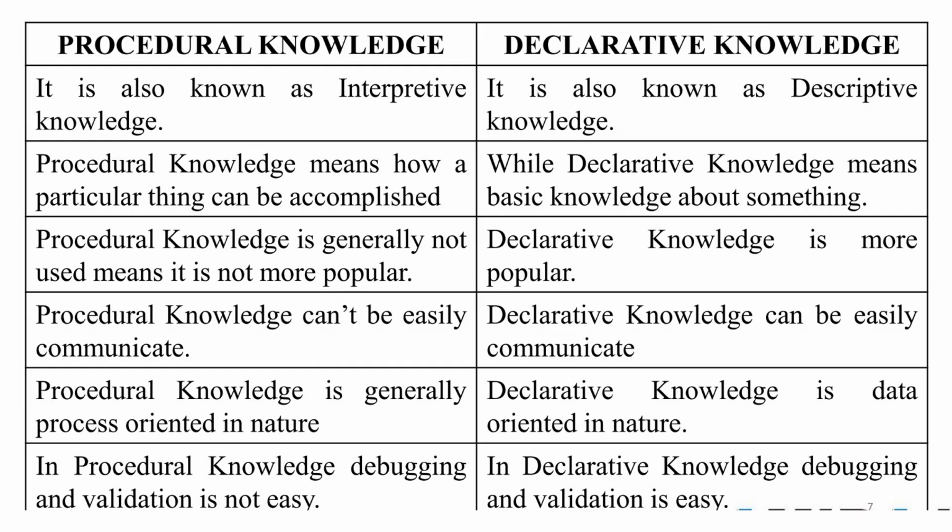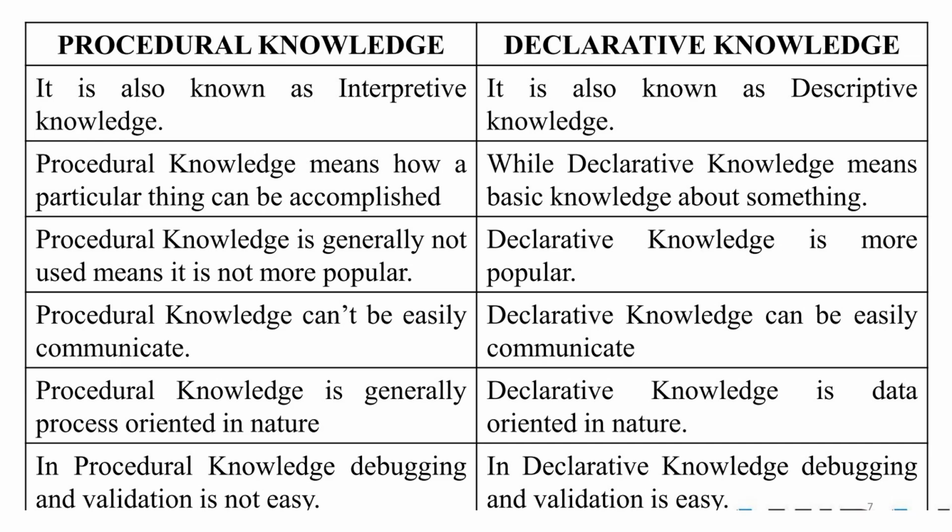stores the facts and the relationships. Procedural knowledge means how a particular thing can be accomplished. Declarative knowledge means knowledge about something. Procedural knowledge is generally not popular, while declarative knowledge is more popular. Procedural knowledge cannot easily be communicated, but descriptive knowledge can be easily communicated. Declarative knowledge is easy to modify, and procedural knowledge is difficult to modify. Procedural knowledge is task specific, whereas declarative knowledge is more general.